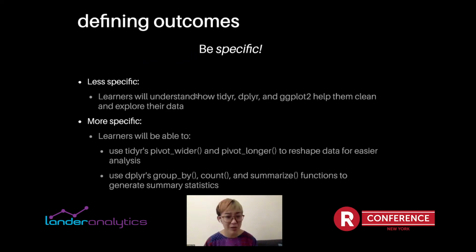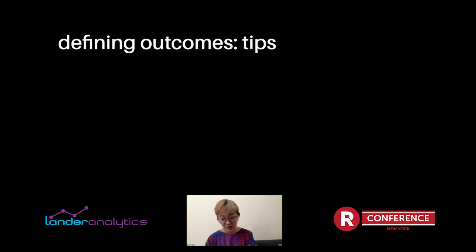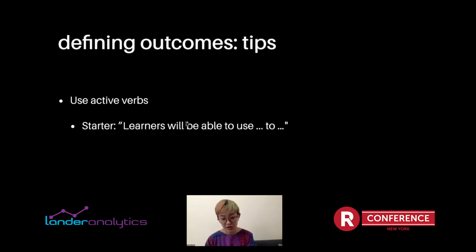So next I'm going to talk about some tips that you can use to make your learning objectives a little bit more specific and ideally more effective. So the first thing you can do is to use active verbs in your objective. In general, if you start with a framing like, learners will be able to use X to do Y, that'll generally get you in the right place.